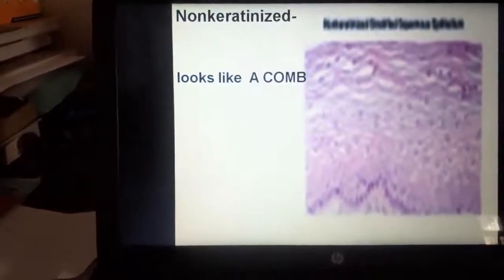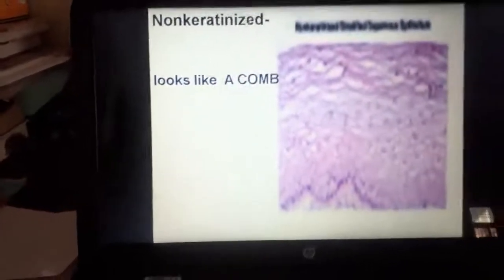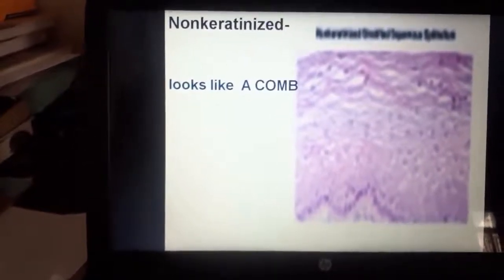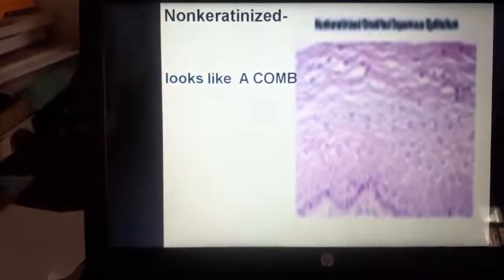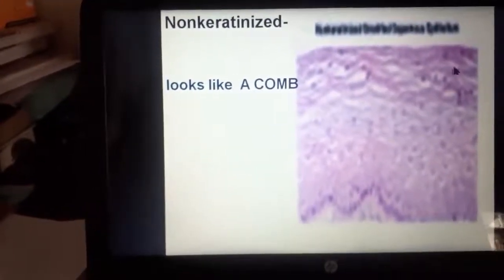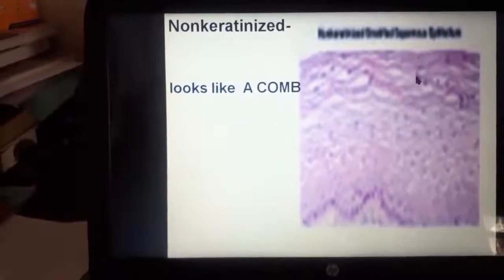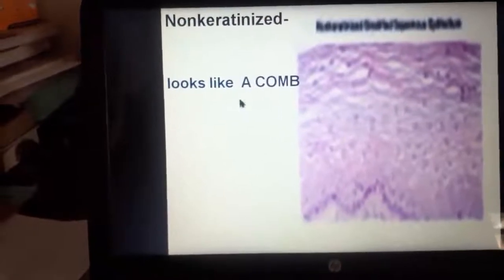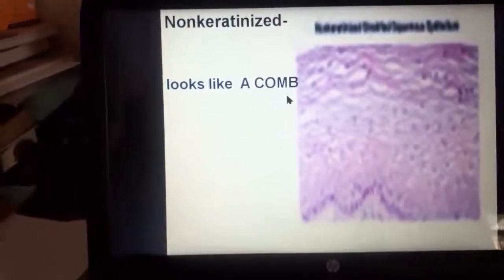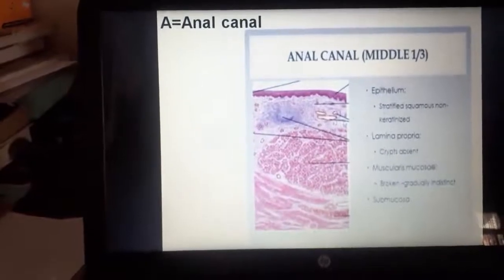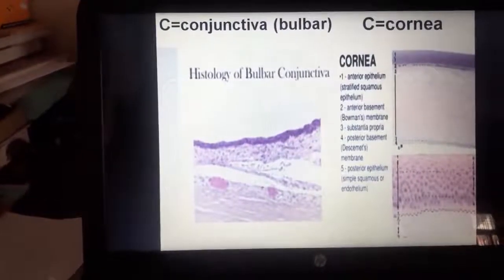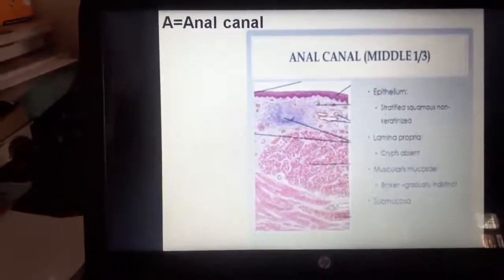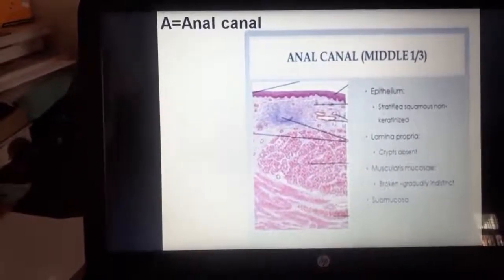Now coming to non-keratinized. Non-keratinized type, without the keratin layer, looks like a comb. The multiple layers and flattened cells give resemblance to the teeth of a comb. So the hint, the example, will be "A comb". And A for anal canal, C for conjunctiva, again A for anal canal, and it is in keratinized type also, because anal canal has 4 types of epithelium.